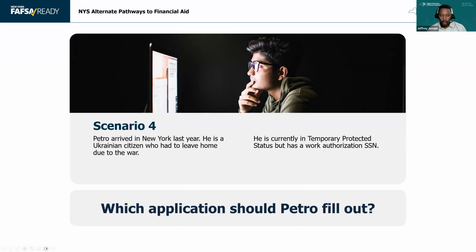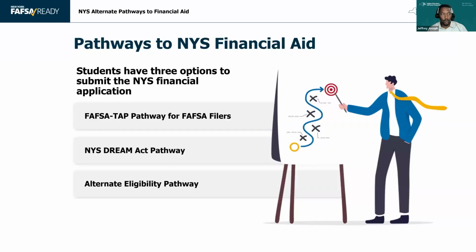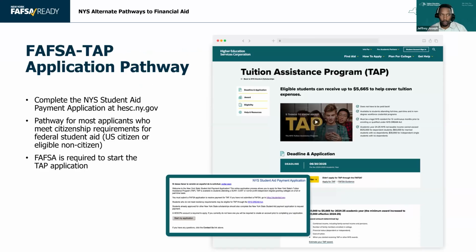All right, so there are 3 pathways to financial aid in New York State. If you were part of our supporting students through their FAFSA training that we had on, I think, Wednesday, you would know about the FAFSA TAP pathway for FAFSA filers, along with the DREAM Act and the ALT path. Just as a quick review for the FAFSA TAP pathway, students must complete the FAFSA, which, if you haven't heard, is open right now.